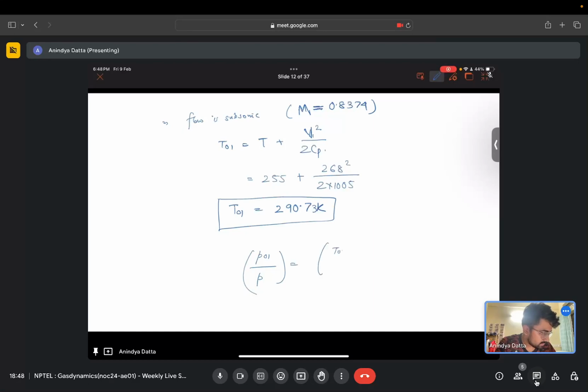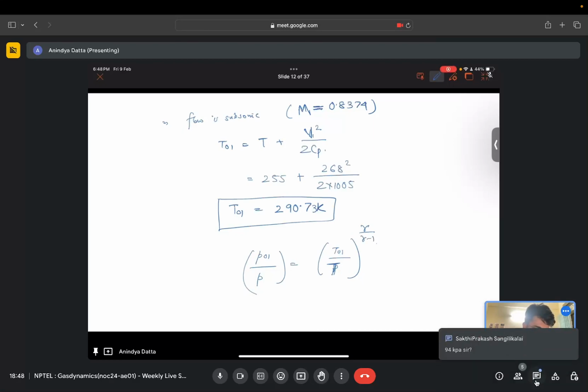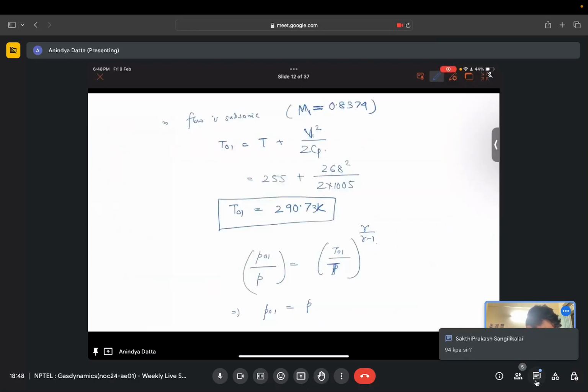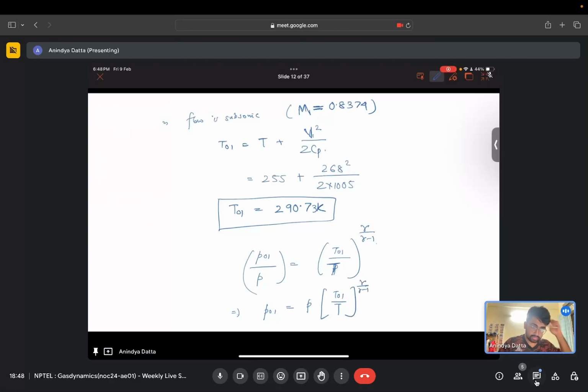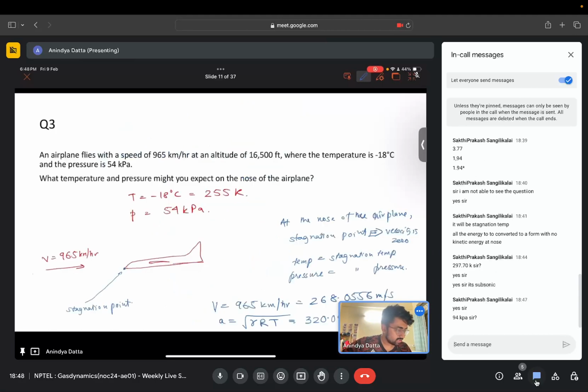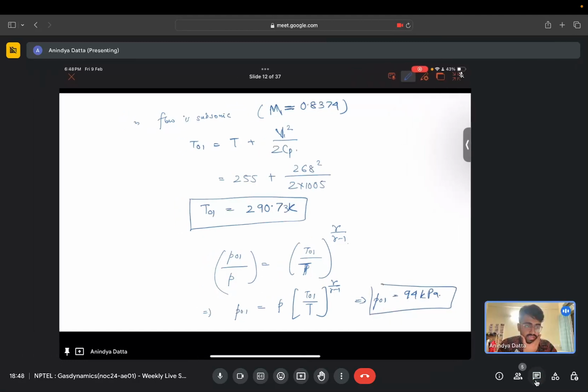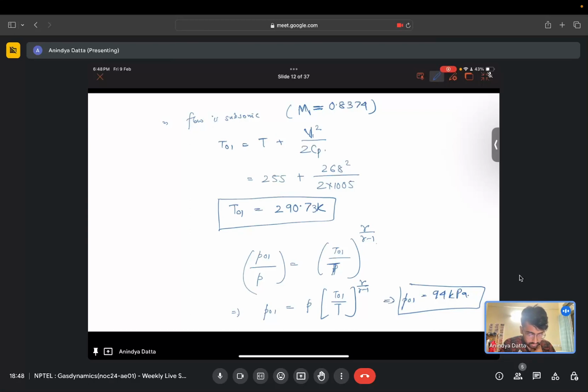Okay, so this is the stagnation temperature, and the stagnation pressure you can again find out by applying this formula with gamma by gamma minus 1, right? I don't have the answer, but just do the calculation correctly, this is the formula you need to apply. It might be 94 kilopascal, but recheck this. I will write Shakti's answer here, I guess 94 kilopascal. Any questions so far?